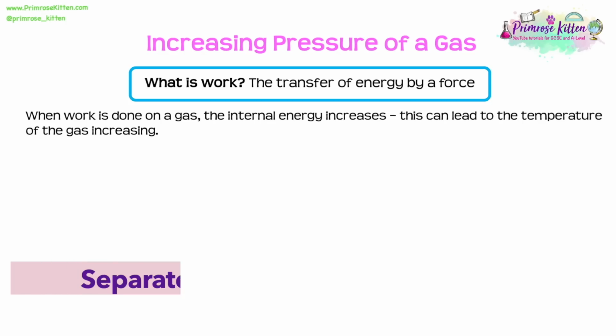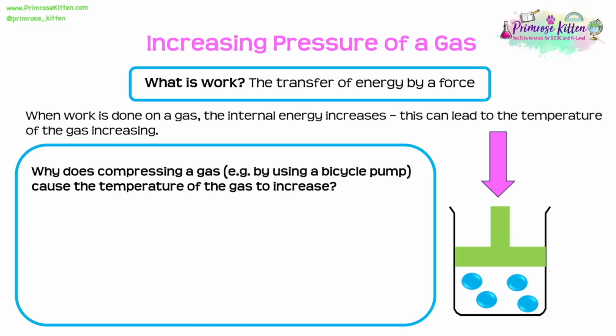Work is the transfer of energy by a force. So when work is done on a gas, the internal energy will increase, and this can lead to the temperature of the gas increasing. So we need to be able to explain for the exam why compressing a gas, such as using a bicycle pump, can cause the temperature of the gas to increase.